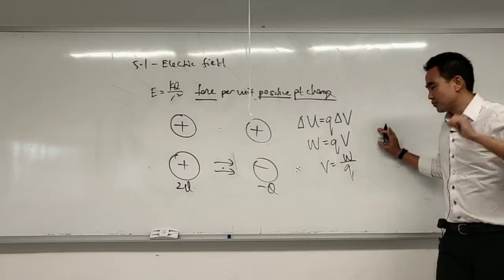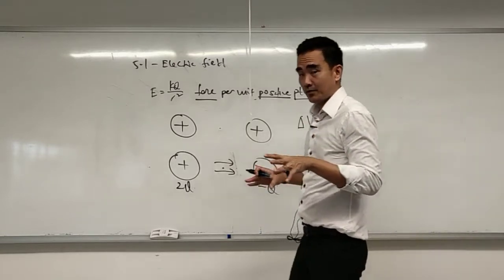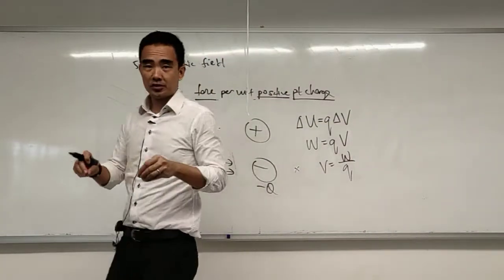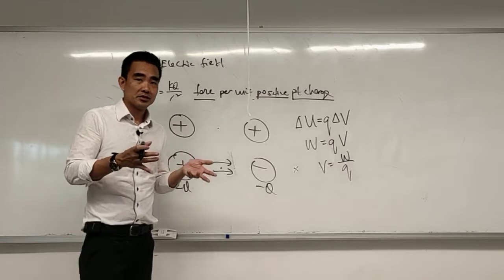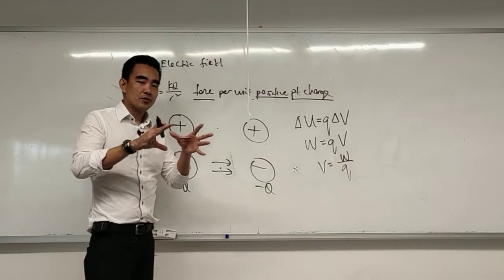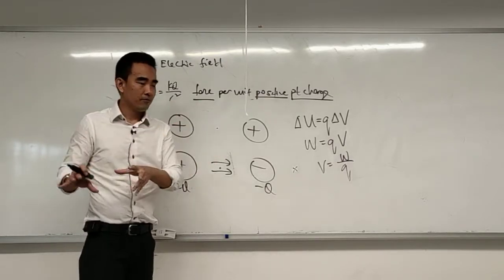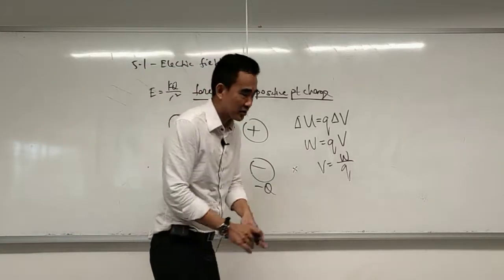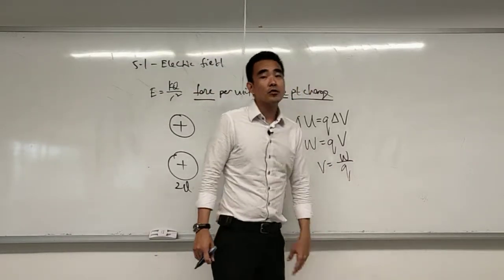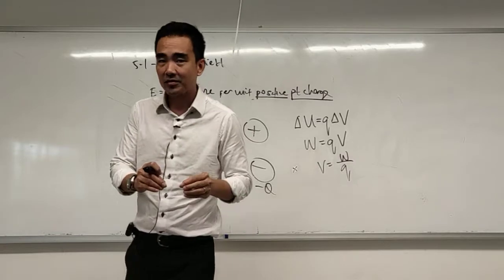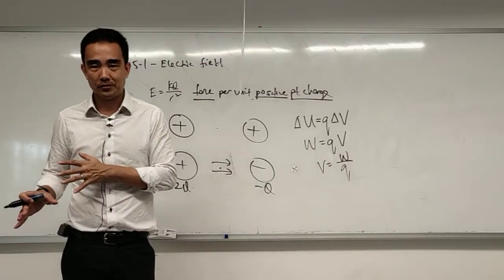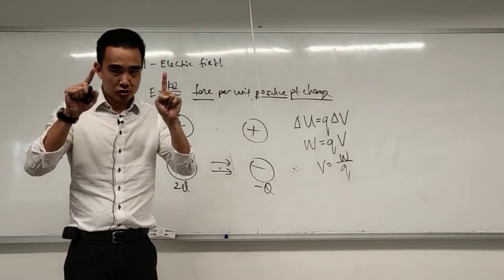Now you also need to know the difference between potential difference and EMF. For EMF, you talk about sources. For potential difference, you talk about devices. So for EMF, you always talk about other forms of energy converted to electrical energy per unit charge driven through the entire circuit. Whereas for potential difference, you always talk about electrical energy converted to other forms of energy per unit charge driven across 2 points.